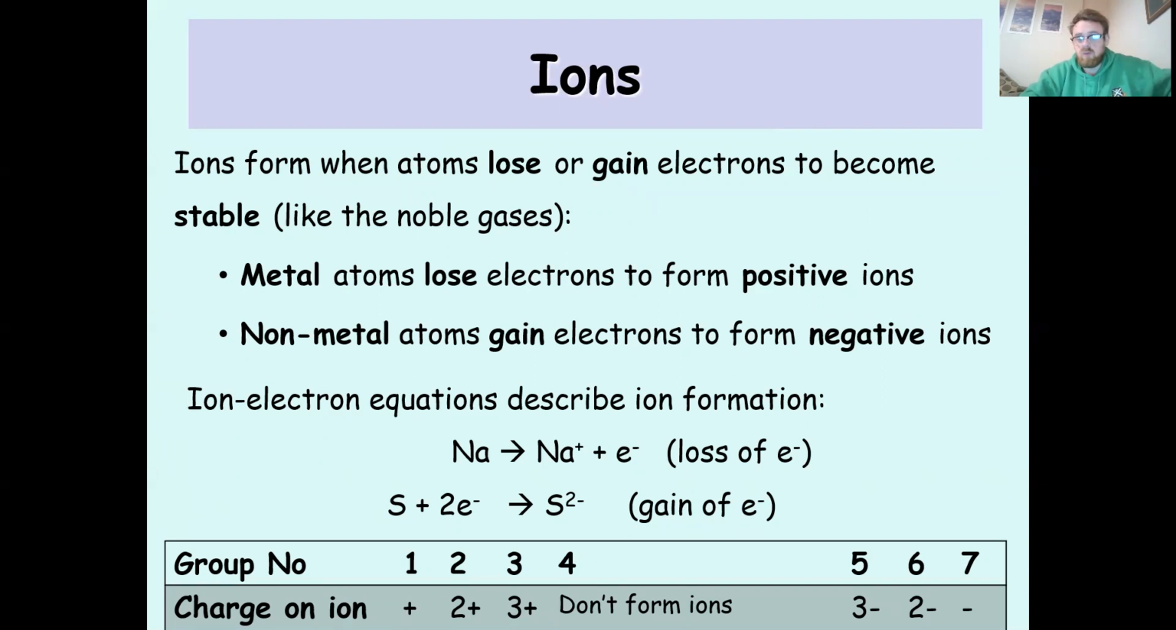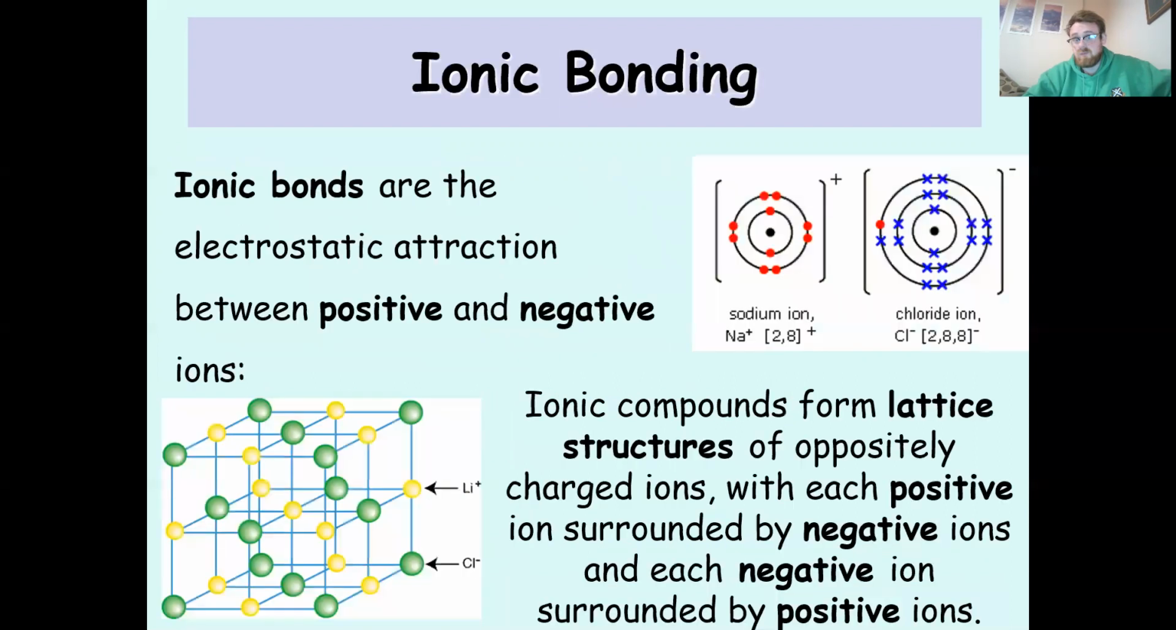Okay. This table explains to you the charge. So group 1 will become 1 positive, group 2 will become 2 positive, group 3 will be 3 positive, group 4 tends not to form ions. Funnily enough, it's pretty hard to lose 4 electrons or to gain 4 electrons, so it tends not to. Prefers covalent bonding. Group 5, 3 negative, group 6, 2 negative, group 7, 1 negative. Okay, this is important because these ions can then go on and form ionic bonds.